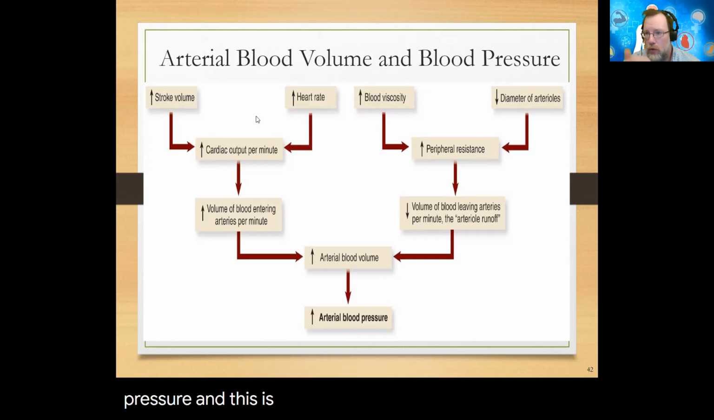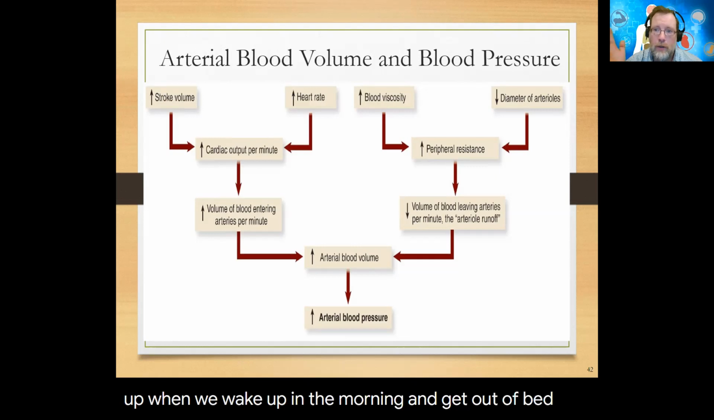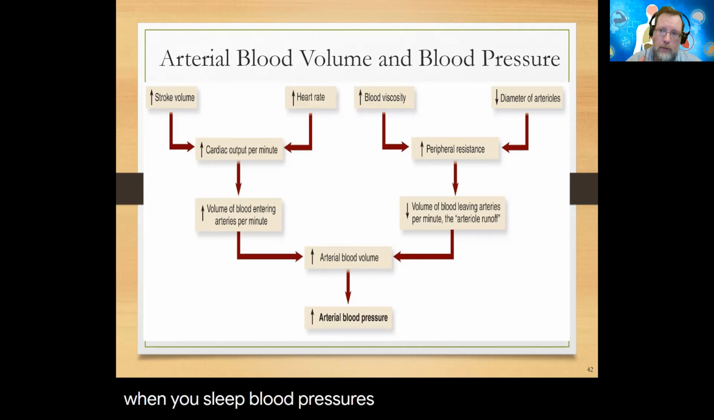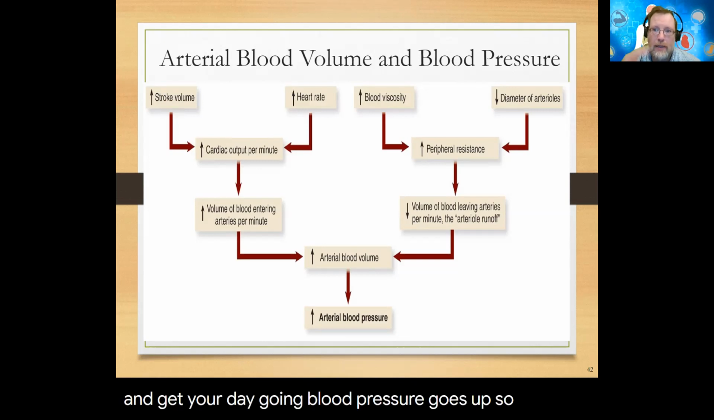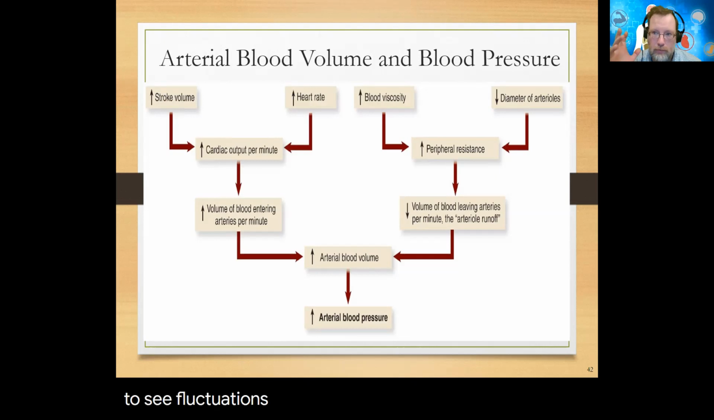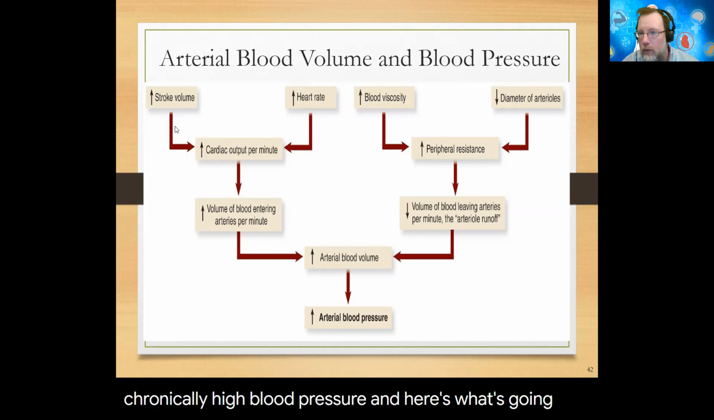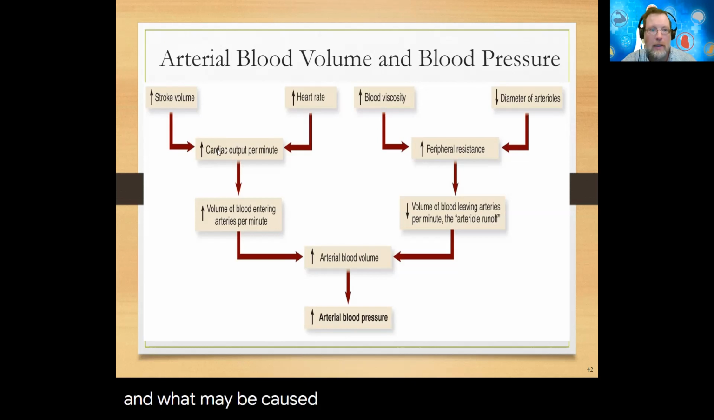And this is normal, right? Blood pressure goes up when we wake up in the morning and get out of bed. When you sleep, blood pressure is lower. When you wake up and get your day going, blood pressure goes up. So it's okay to see fluctuations in blood pressure. We just don't want to see dramatic fluctuations, or chronically high blood pressure. And here's what's going on and what maybe caused it.